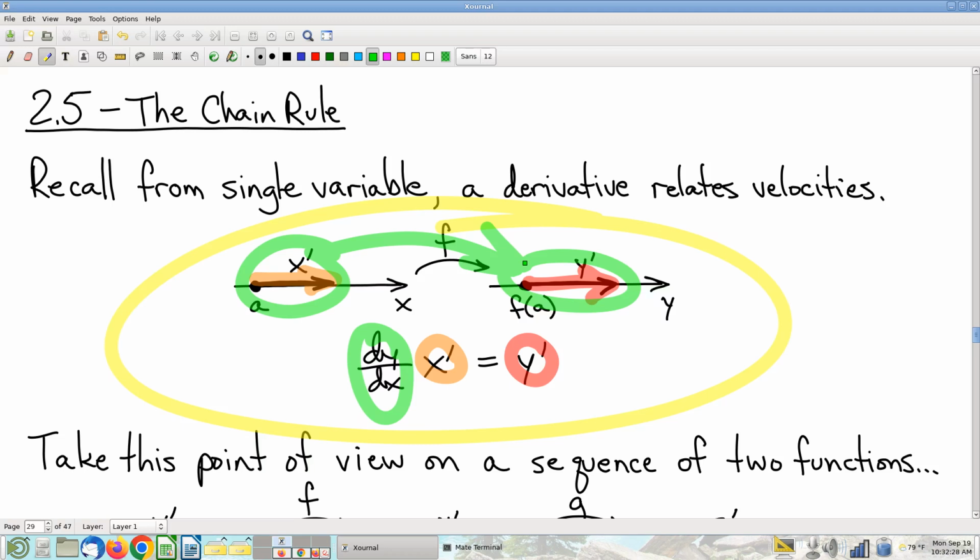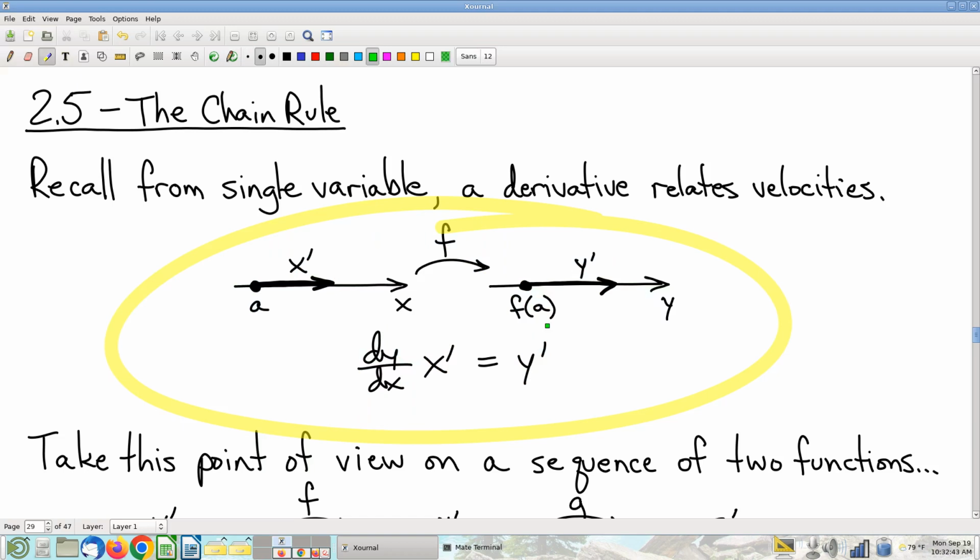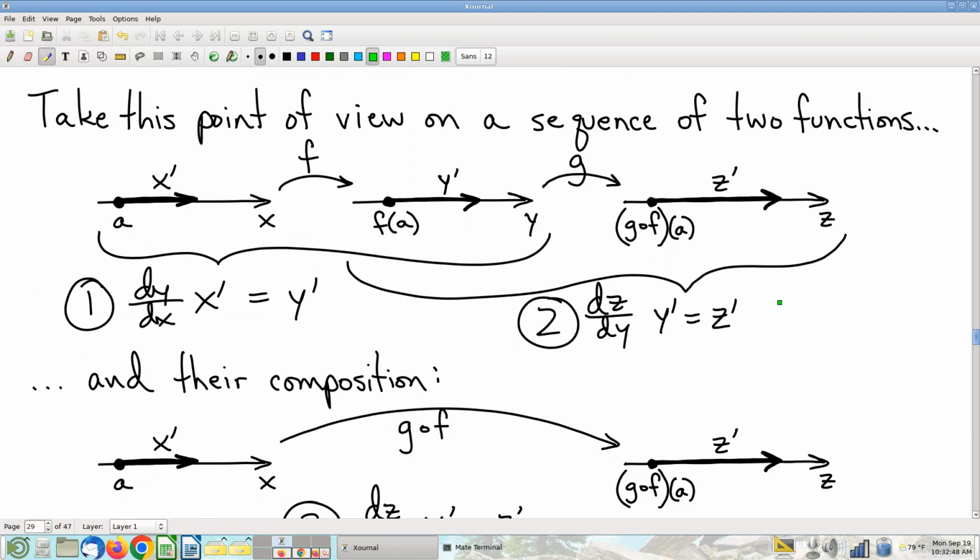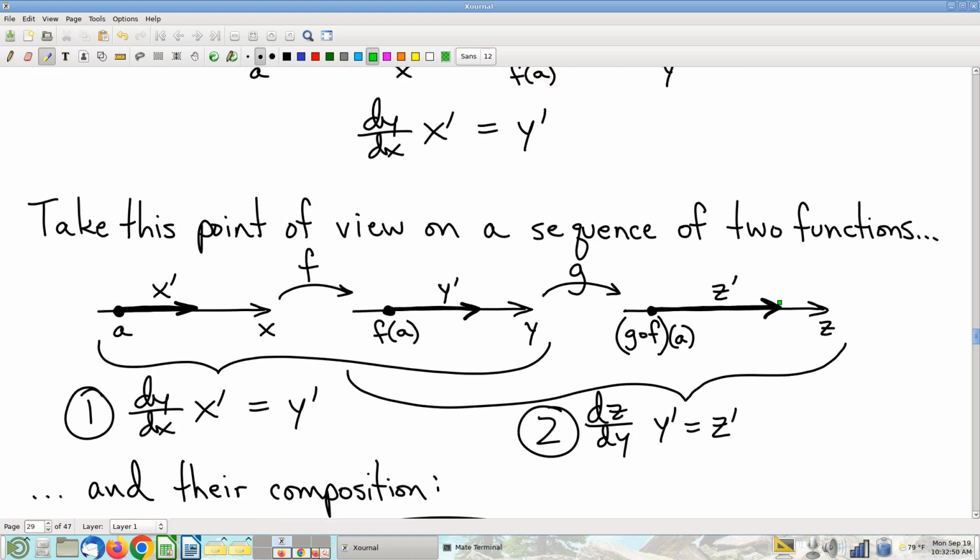So, is this the main way that you've thought about derivatives in the past? Well, probably not. No, that's fine. But this is the point of view that I want us to take for this discussion because it's going to be most useful. Okay. Is everybody happy with this? All right. Okay, so let's look at now a composition of two functions.